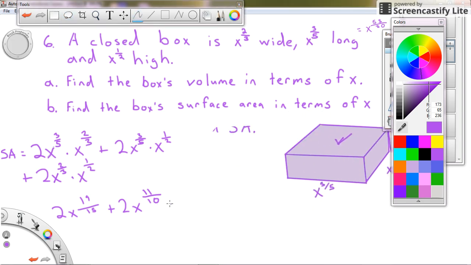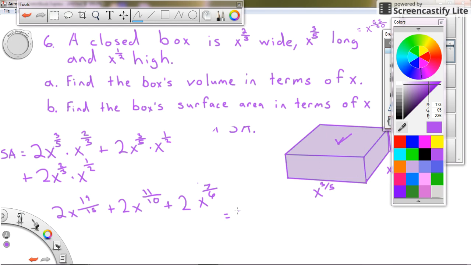Okay, and then the last one is going to be plus 2x to the, what is this, 7 over 6. X to the 7 over 6. So all I did was I multiplied these, I added the exponents because I'm multiplying powers with the same base. Okay, and then your answer is going to be this.